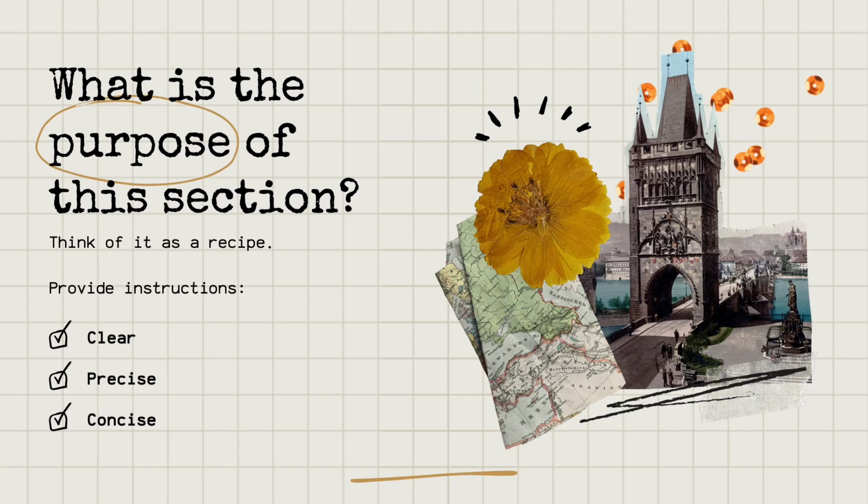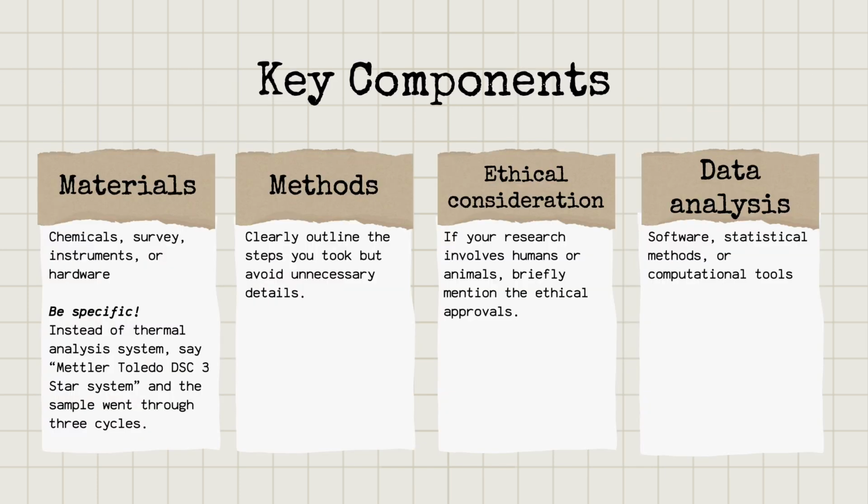First things first. What is the purpose of this section? Think of it as a recipe. If someone wants to replicate your experiment or study, they need clear, precise instructions. Your job is to provide those instructions in a detailed but concise way. Let's go over the key components.